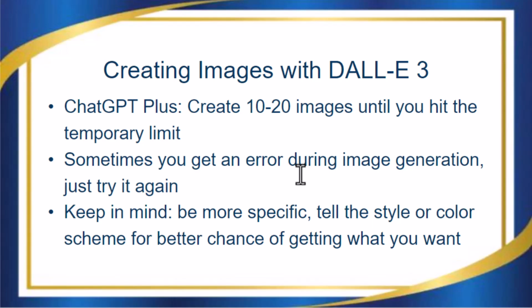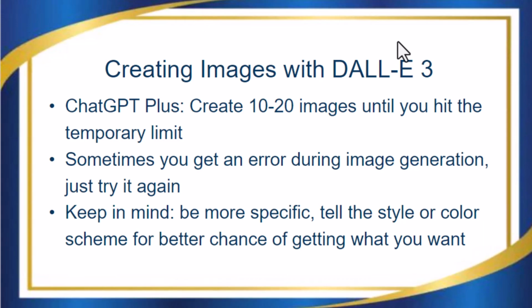Keep in mind, again, for prompting images, be more specific, tell the style or color scheme for a better chance of getting what you want. Now, of course, if you don't really have a specific idea, just give a generic idea, and it's great to brainstorm and to get a sense of what it could look like. If you know exactly what you want, then tell ChatGPT so that it can give you that. Typical elements are the style, the color schemes, or certain things you want to have included in the image. You can also tell it what you don't want to have included. And that's the basic introduction into creating images and illustrations with DALL-E 3 inside ChatGPT.